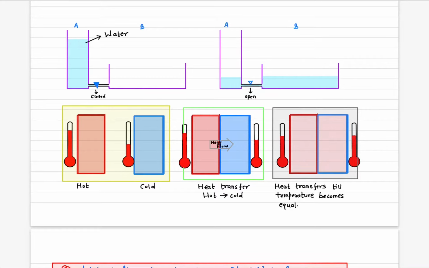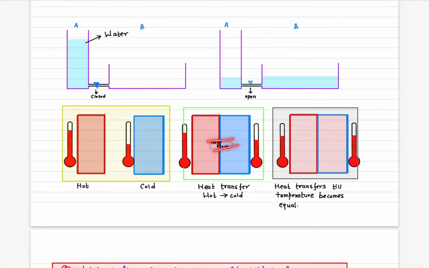Exactly the same thing happens to the heat flow. The heat flows only from a higher temperature to a lower temperature. So here I have two bodies, body A and body B. Here the red means this is a thermometer showing high temperature, and this is at low temperature. And when I place them in physical contact with each other, then what happens?